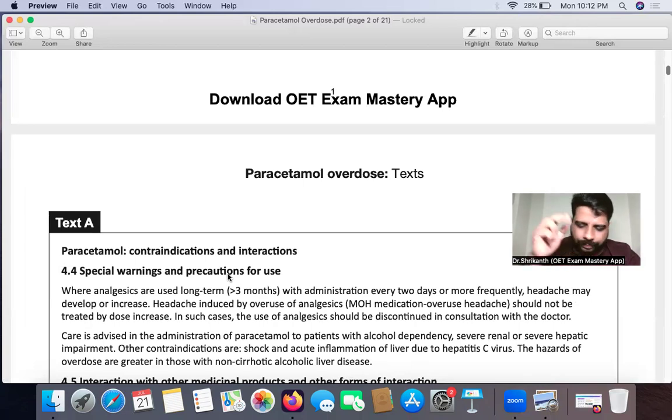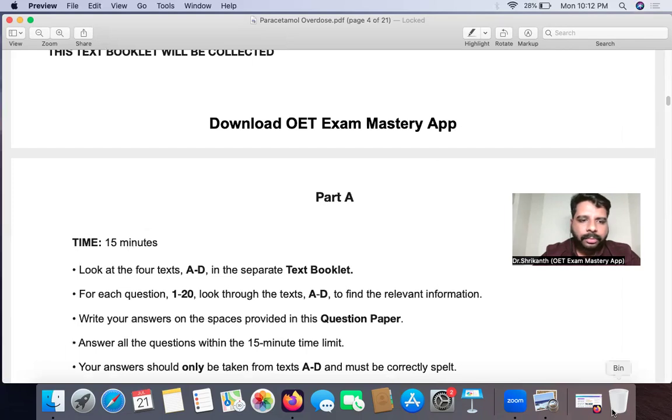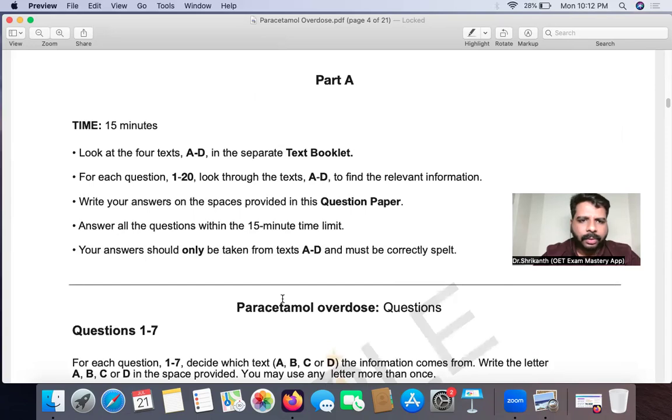So let's take a look at the OET Reading Part A question paper. This question paper is a Cambridge University question paper, and it is the paracetamol overdose. Let's take a look at this particular question paper over here. Just give me a second. Now, when you get the question paper, look over here, they have very specifically mentioned something. Look at the foretext.